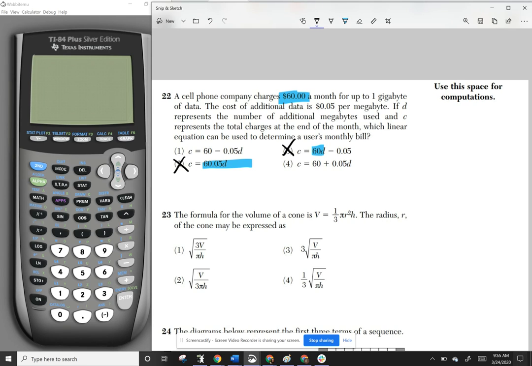Okay? So we start with 60, as you can see in both of these. And they're going to charge 5 cents per extra megabyte. So since you're actually getting charged, you have to pay more. They're not going to subtract that from your bill. So they're not going to subtract, so it can't be 1. It's got to be 4.